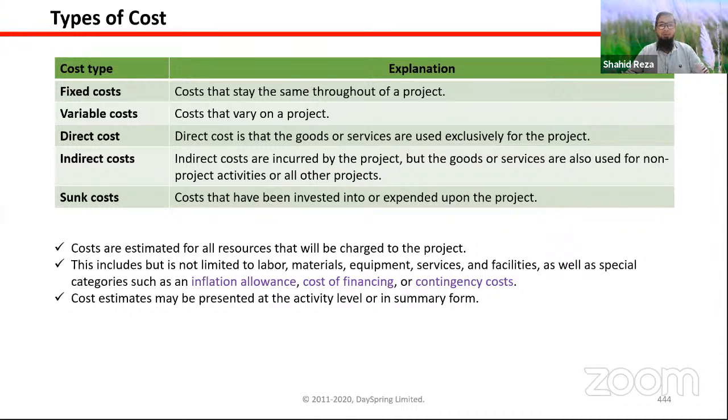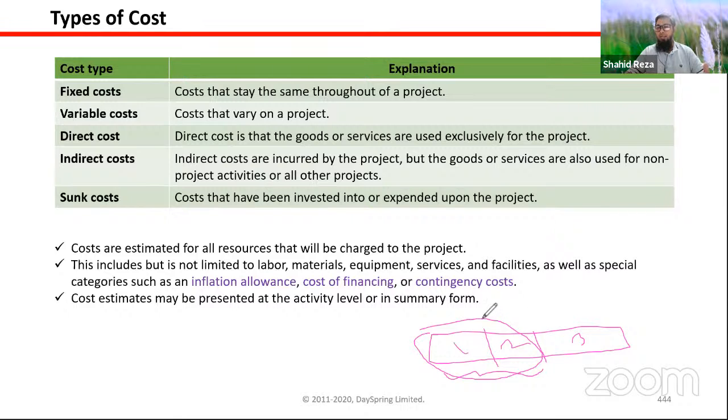Sunk cost, this is the financial accounting term. From a project perspective, sunk cost means, let me give you an example. Say we are doing a project for 3 months, 1, 2, 3. Already 2 months have passed. So when 2 months have passed, that means what? A lot of money has already been expended in this project, right?